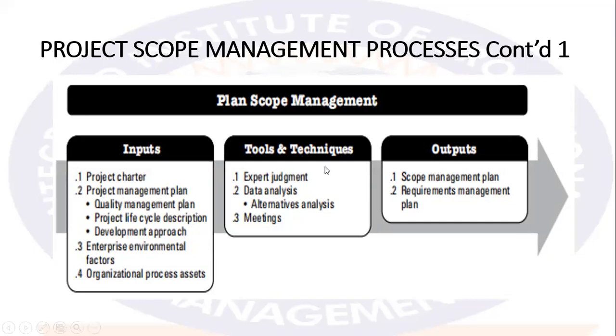On the tools and techniques, we need expert judgment, and then we need data analysis, with data analysis tools like alternatives analysis. And we need meetings as part of the tools and techniques. On the output, we have the scope management plan, and we have the requirements management plan.